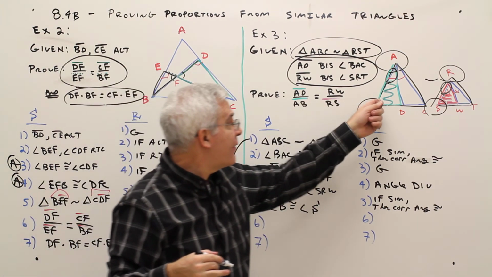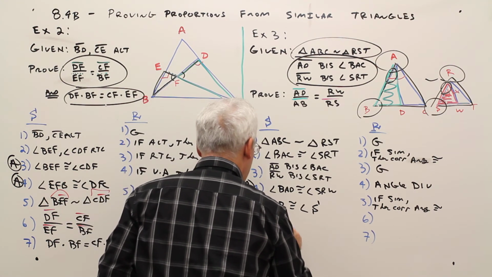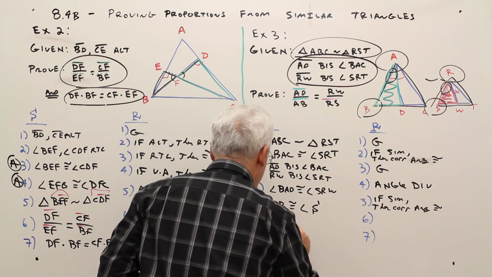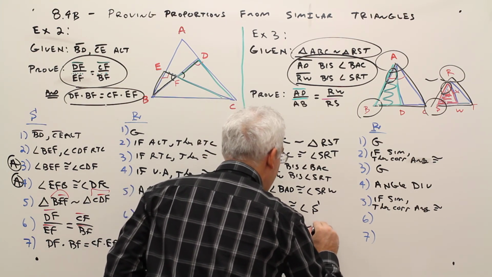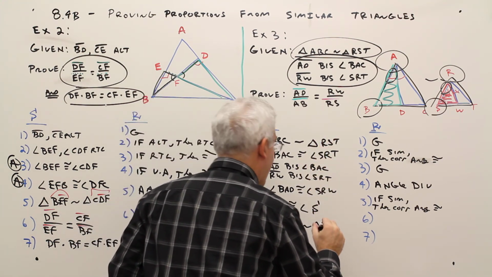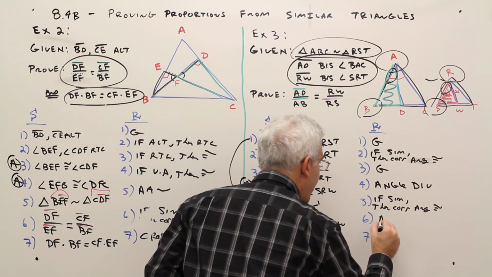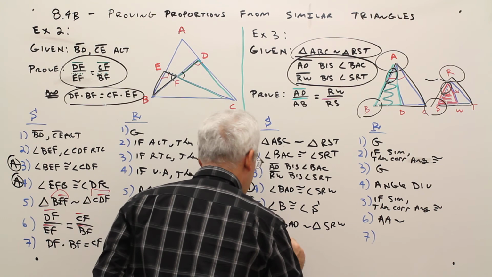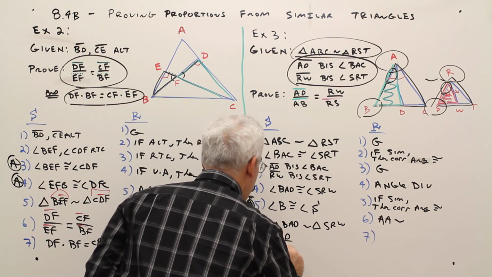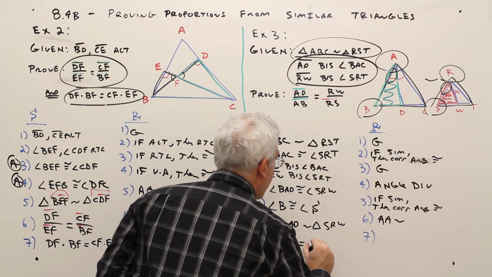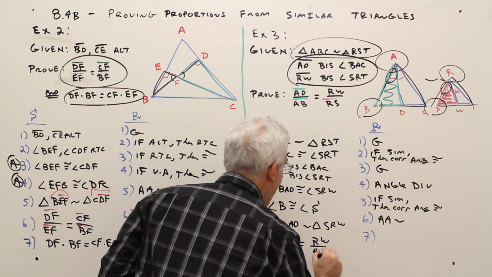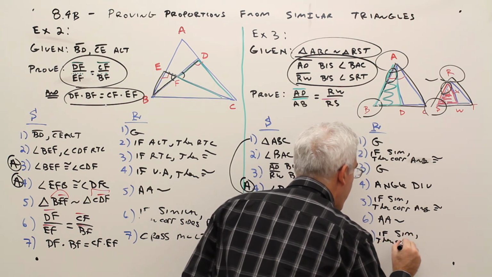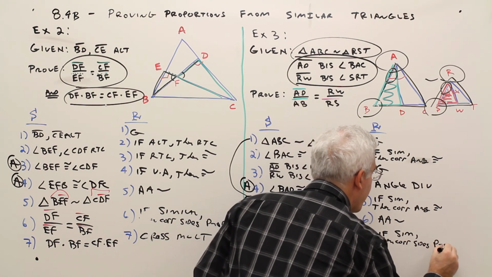Then I'll get those smaller triangles to be similar. Triangle BAD is similar to triangle SRW. That's going to be by angle similarity. And then once I get that, I can get that. AD over AB equals RW over RS. If similar, then corresponding sides proportional.